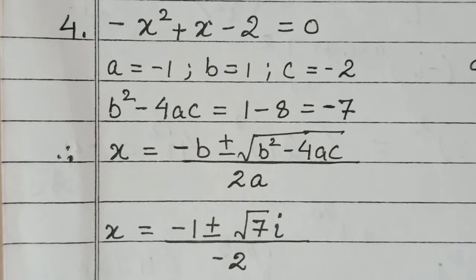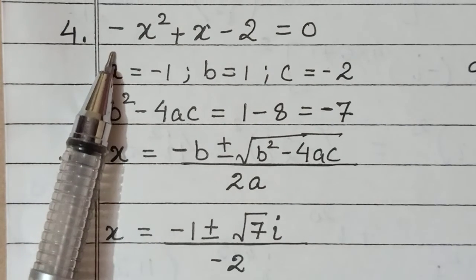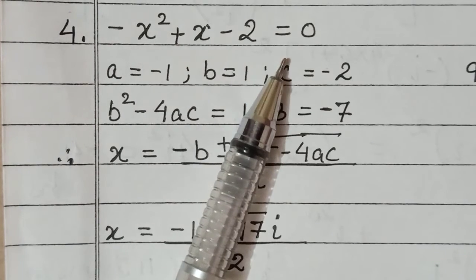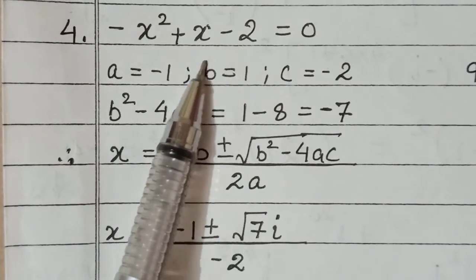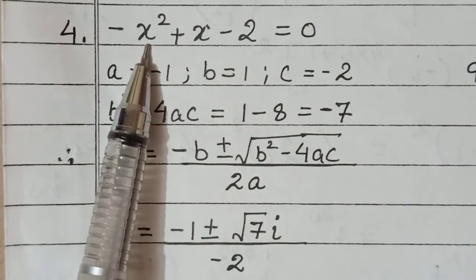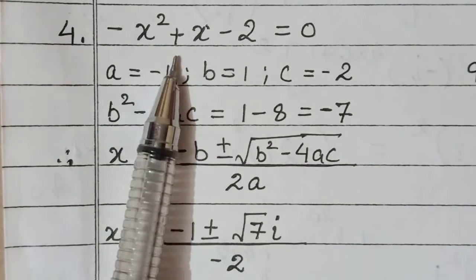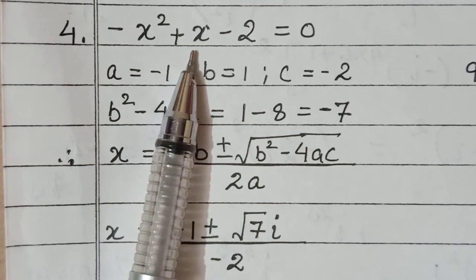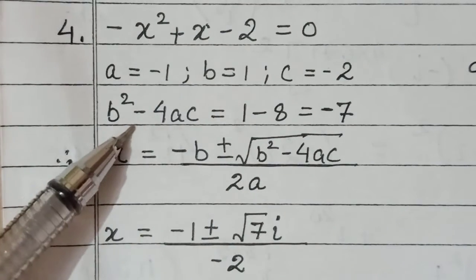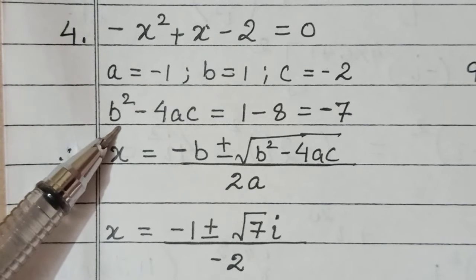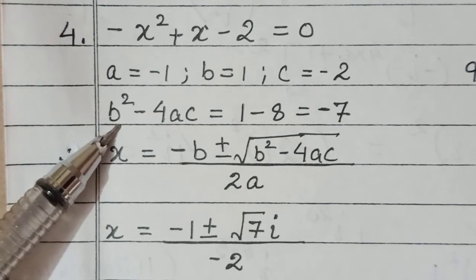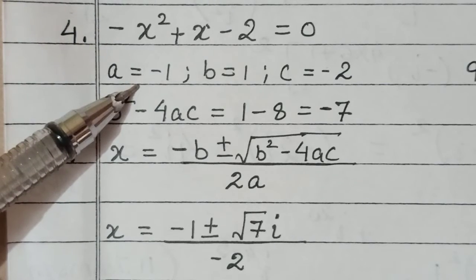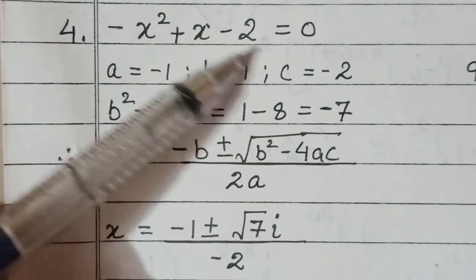Let us take another example here. In the fourth one, it's given as minus x square plus x minus 2 is equal to 0. One way of factorizing is splitting or using an identity, but none of them is applicable here. You cannot find factors of 2 that give you 1. The best way around is to find our discriminant to decide what kind of roots we have. So a is minus 1, b is 1, and c is minus 2.